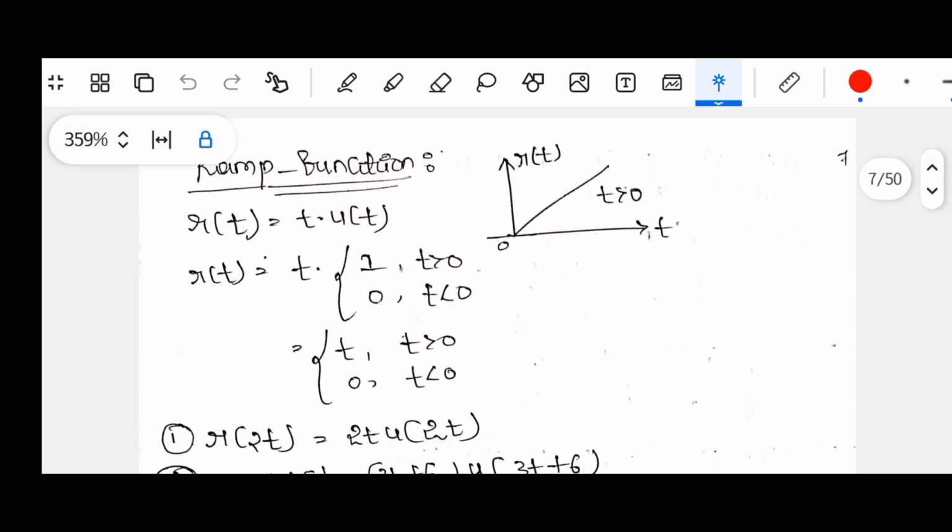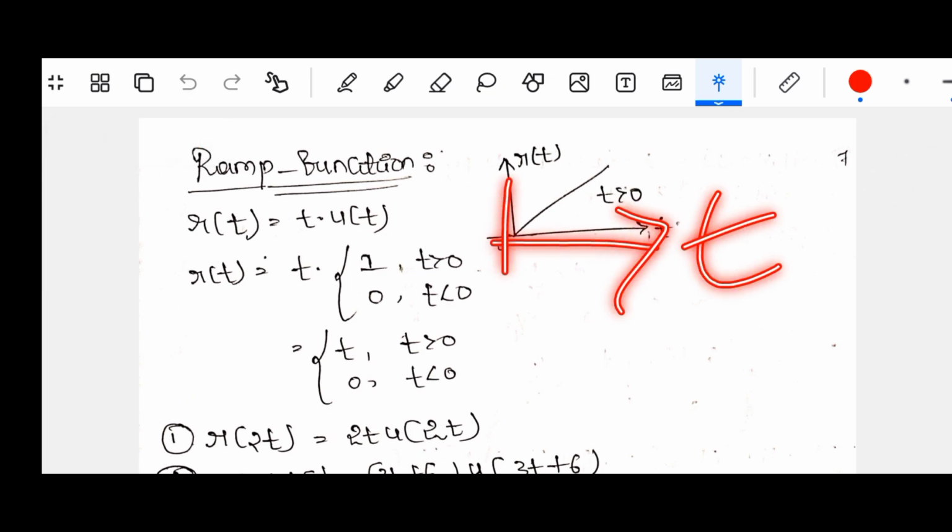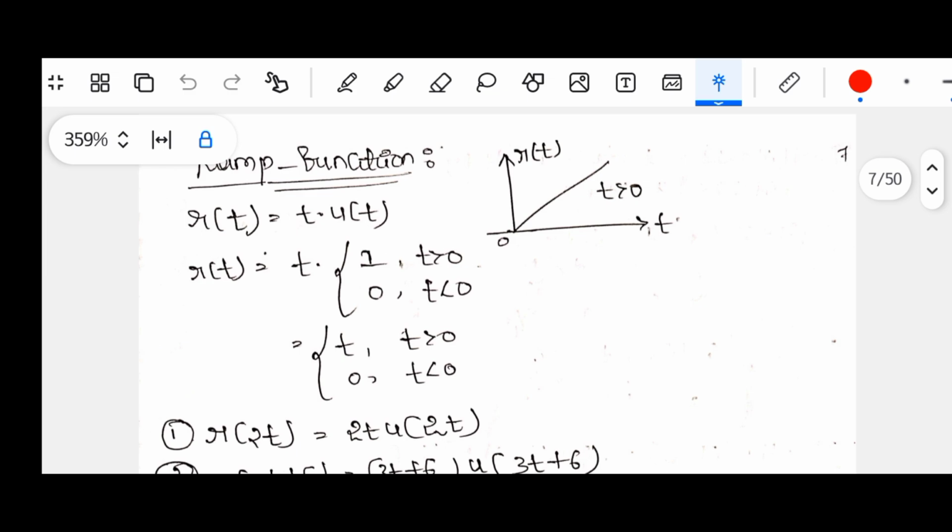Next, we will now discuss the ramp function. This is the graph of t versus r of t, where t is equal to 0. In the ramp function, we will get a straight line. What is the formula? r of t is equal to t into u of t.